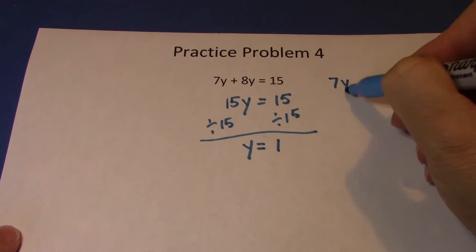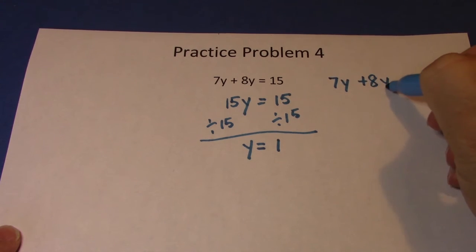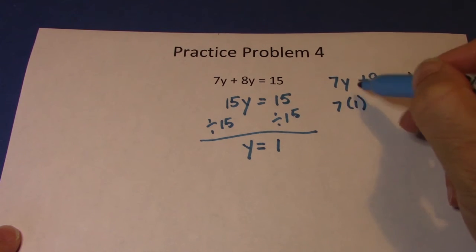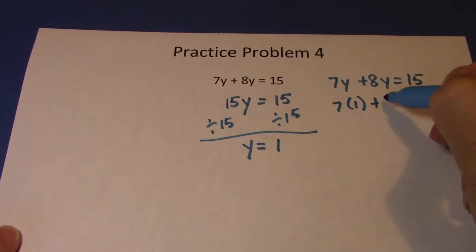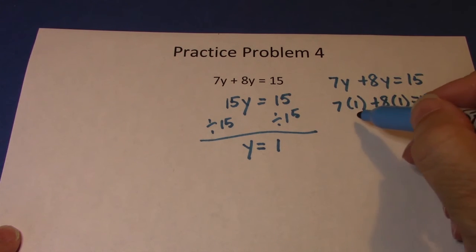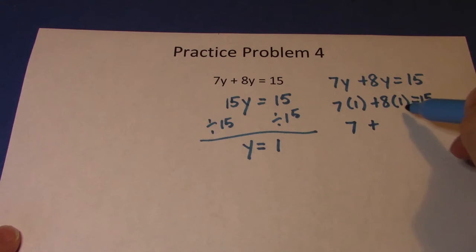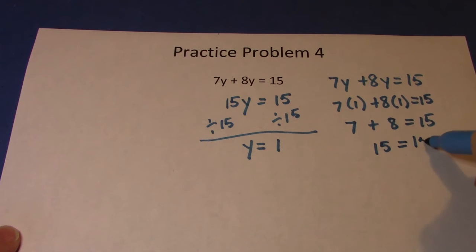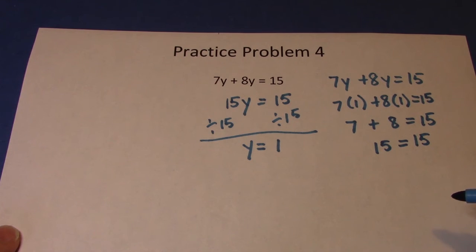Let's see if that passes the test of checking our work. Every time I see a y, I'm going to write a 1. 7 times 1 is 7. 8 times 1 is 8. And indeed, 7 plus 8 is 15. 15 equals 15.